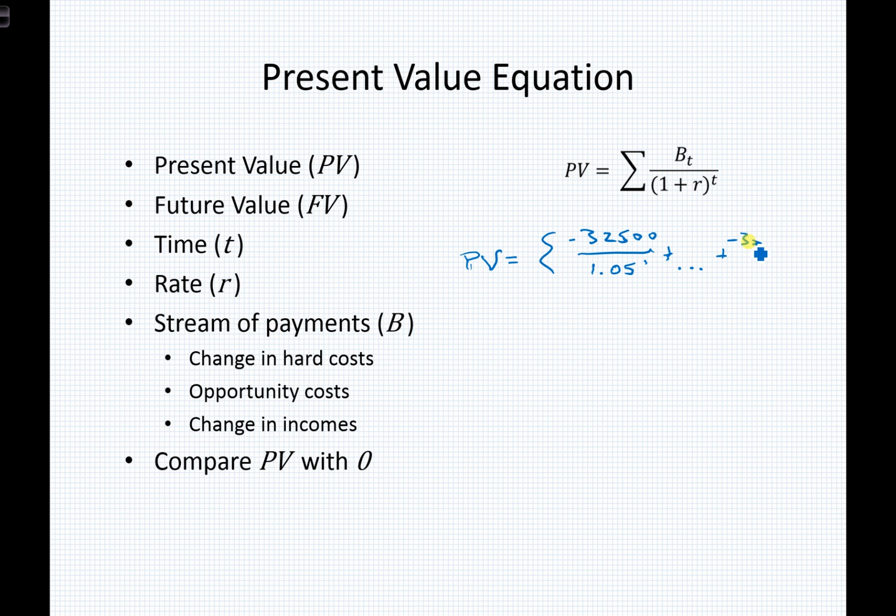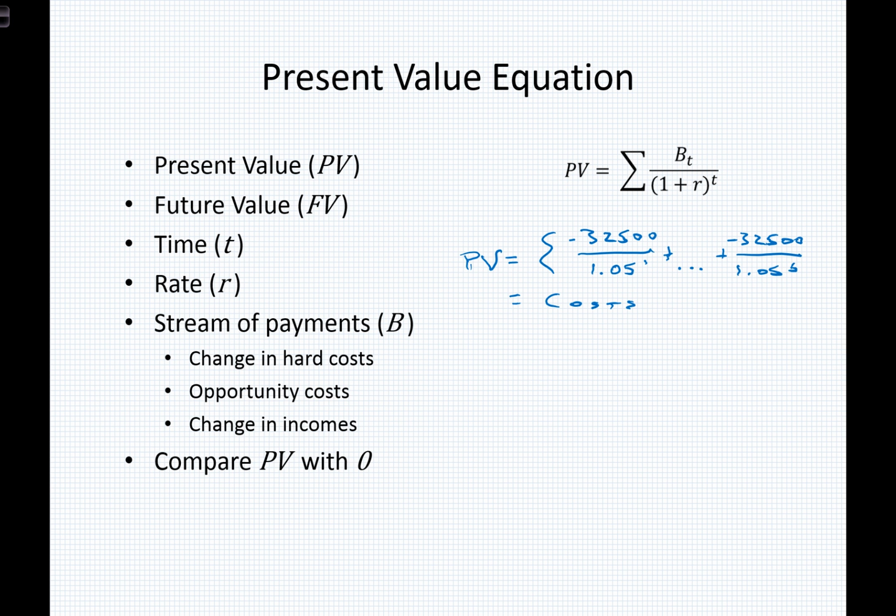and then negative 32,500 for each of the next 4 years, over 1.05 to the fifth. So I've accounted for 1, 2, 3, 4, 5 years, $32,500 a year in costs during those years, which were my tuition and books of $15,000 and my opportunity lost income of $17,500 for a total of $32,500, and this is going to end up giving me my costs.